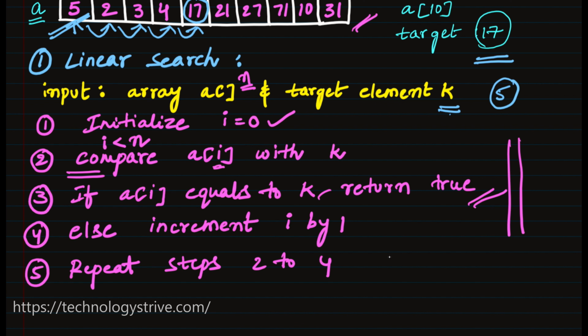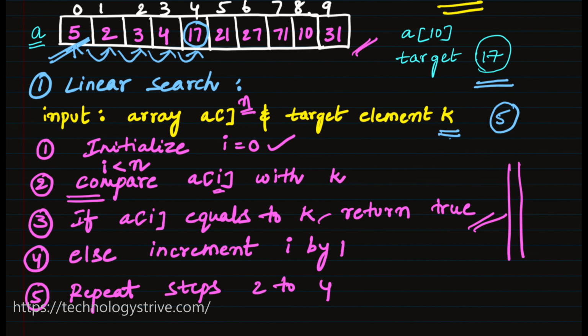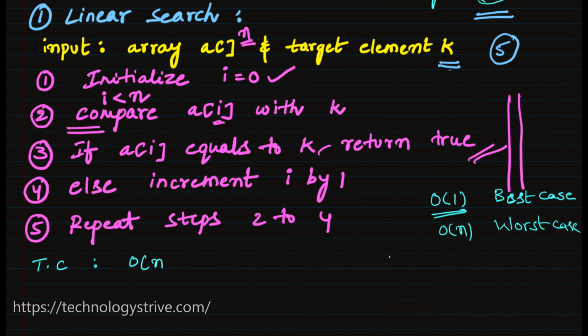So now let's see the time complexity and space complexity of the linear search algorithm. If you notice, what are the things we are doing? For example, if the first element is our target element, we are going to get our answer in just order of one time complexity, right? This is the best case. And if our target element is not in the array or it is at the end of the array, then in the worst case, it is order of n. So overall, time complexity is order of n.